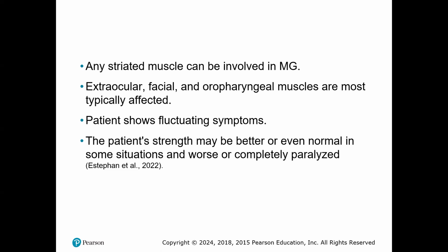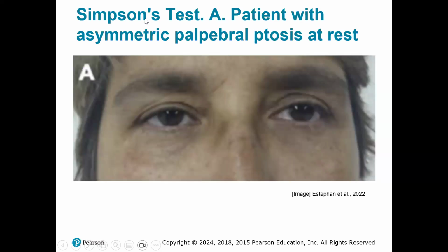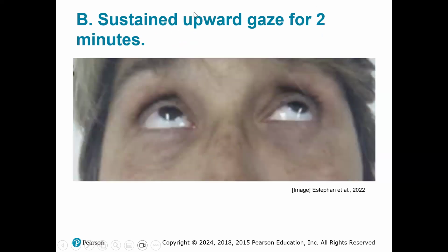All right, so the tests that we have include the Simpson test, which looks at asymmetric palpebral ptosis. You can see right here, this one is more up. Ptosis is a droopy eye on one side, which is asymmetrical. Second, we have them look up for 2 minutes, activating the skeletal muscles that help in opening of the eye.